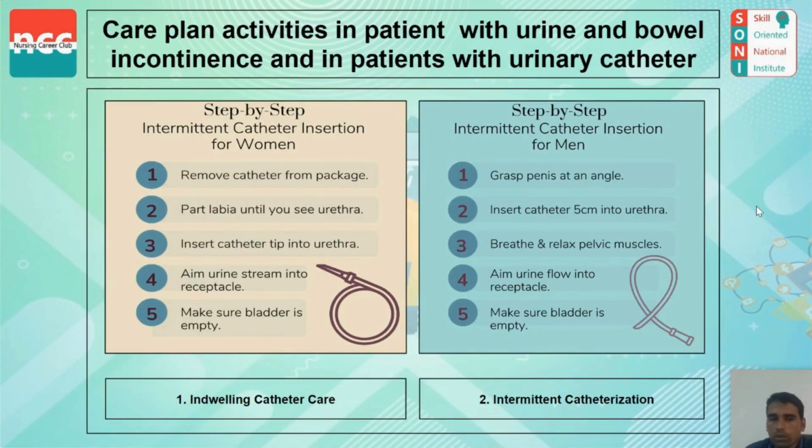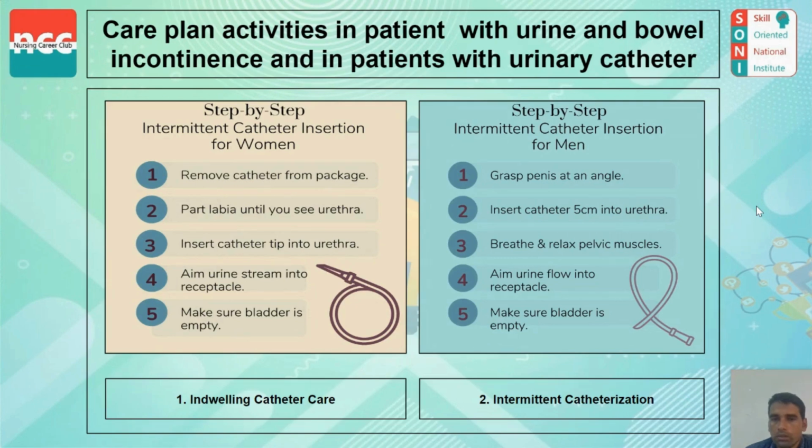Now we will talk about indwelling catheter care. We will talk about women and men. First of all, we will talk about the catheter for women. Step by step intermittent catheter insertion for women. Remove catheter from package, part labia until you see urethra. Insert catheter tip into urethra and let urine stream into a receptacle. Make sure bladder is empty.